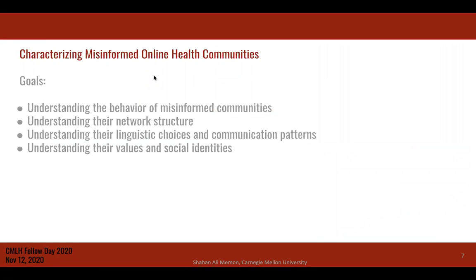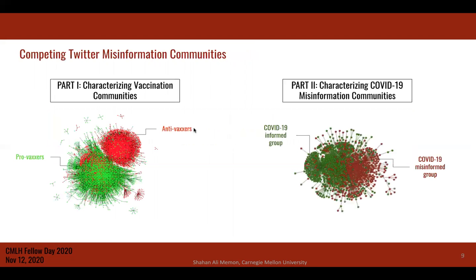More concretely, the goals of the study were to characterize misinformed online health communities. We wanted to understand the behavior of misinformed communities, their network structure, the linguistic choices and communication patterns, and how those choices inform us about their values and social identities. And the way we do it is, again, as I already mentioned, this work is in two parts. In the first part, we look at the vaccination discourse. And the second part, we look at COVID-19 discourse. While we're looking at the discourse, we want to understand the communities using that discourse. And the way we do it is by juxtaposing the competing groups within each discourse. In the vaccination discourse, these competing groups would be pro-vaxxers and anti-vaxxers. In COVID-19 discourse, these would be informed versus misinformed groups.